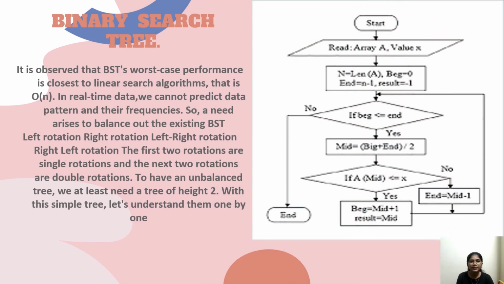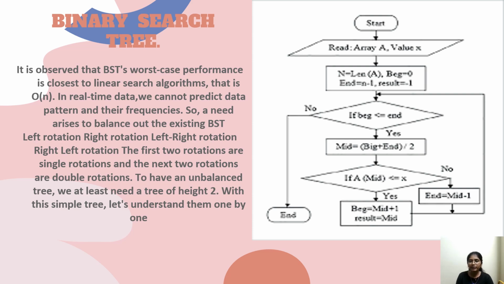It is observed that the BST worst-case performance is closest to linear search algorithms, that is O(n). In real-time data, we cannot predict data patterns and their frequencies. So, a left rotation and right rotation are required. The first two rotations are single rotations and the next two rotations are double rotations. To have an unbalanced tree, we at least need a tree of height 2. With this simple tree, let's understand them one by one.